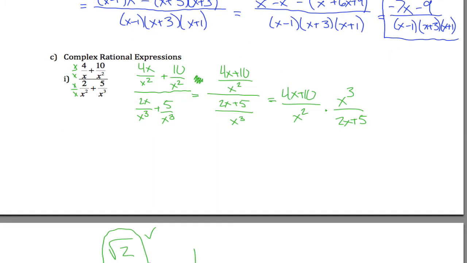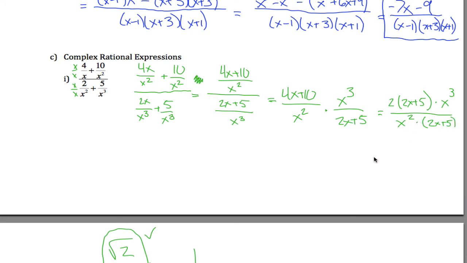Multiplying rational expressions is a lot like what I did up here. Don't just multiply across, see if things will cancel out. Well, to see if they can cancel out, I have to factor. 4x plus 10 is the same as 2 times 2x plus 5. X cubed, nothing I can do with that. X squared, nothing I can do with that. 2x plus 5, nothing I can do with that, factoring wise.